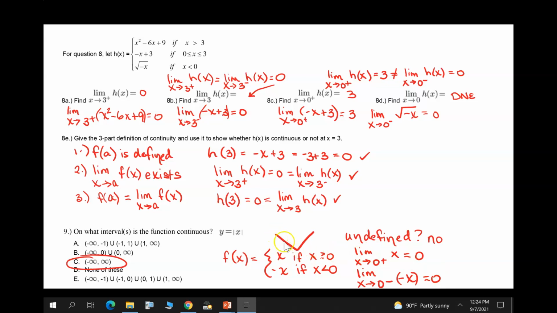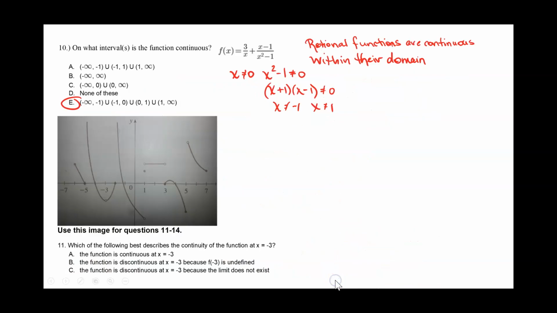Additionally, if you think about what the graph of that looks like, you draw that entire graph without ever picking up your pencil. So that'd be another way to know it was continuous everywhere. All right, so for the next one, it asked us the same thing. So we're looking for the same thing.